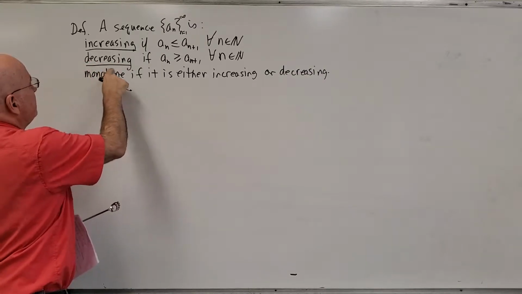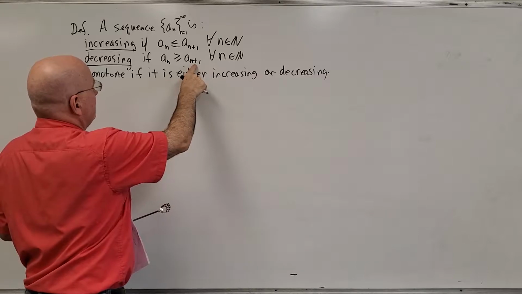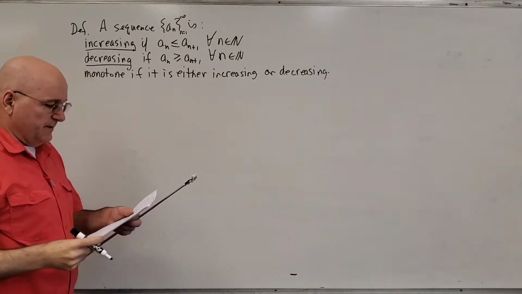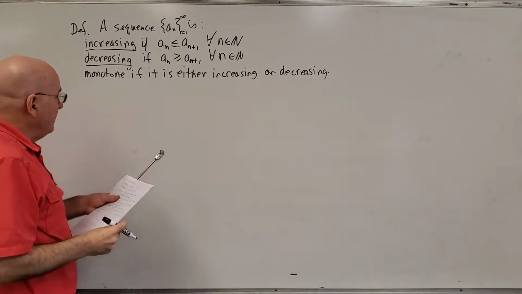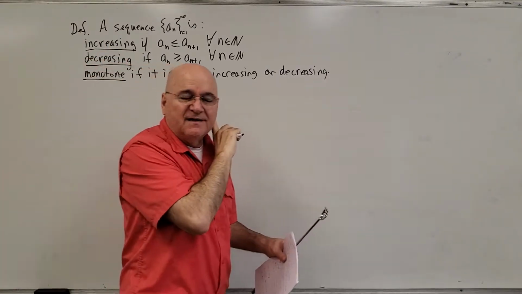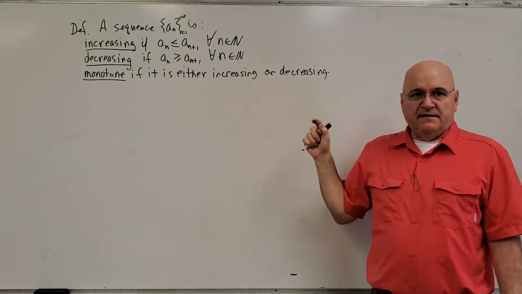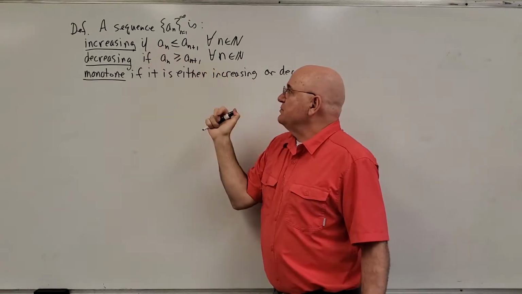Decreasing, the sequence is decreasing if a_n is greater than or equal to a_(n+1) for all n in the natural numbers. And finally, it's monotone if it's either one of those, increasing or decreasing. Now, this takes a minute to talk about. I don't particularly like either of the first two terms.